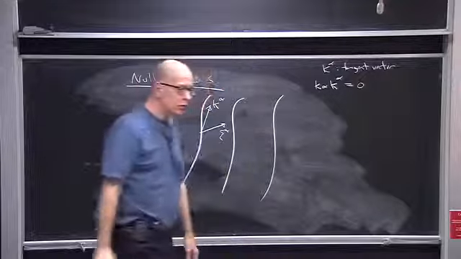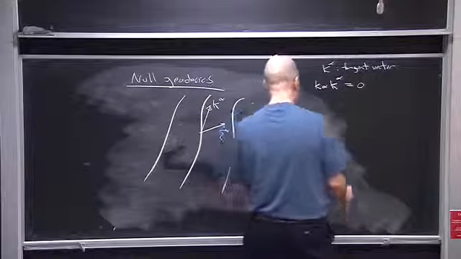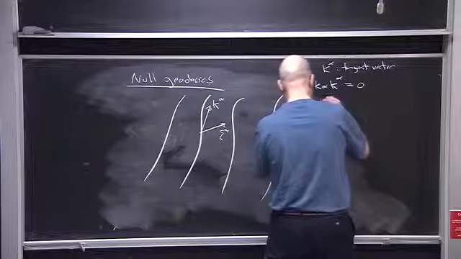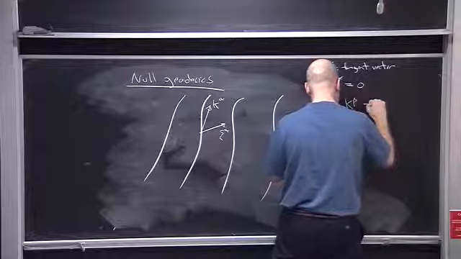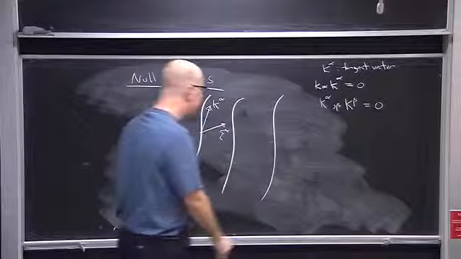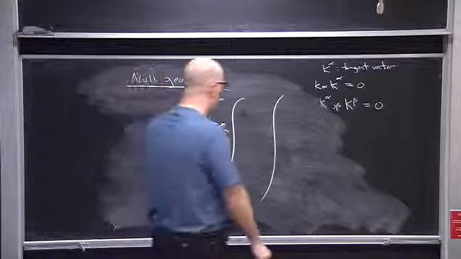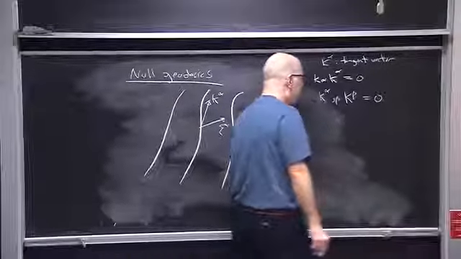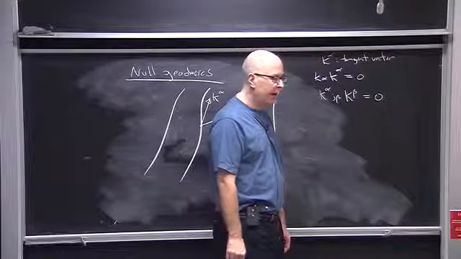Now it's null, so it's not normalized to -1 the way we used to do it before. I'm going to assume an affine parameterization. So my null vector field satisfies the geodesic equation in the usual form. We still have the Lie derivative equation that continues to apply in this case.